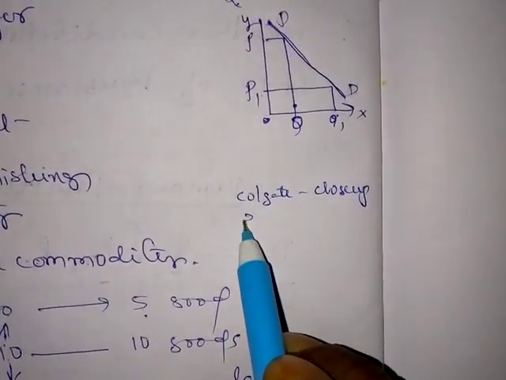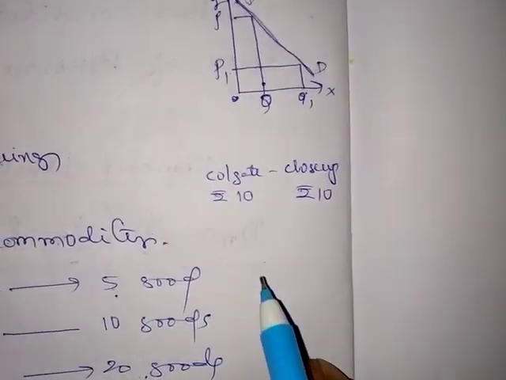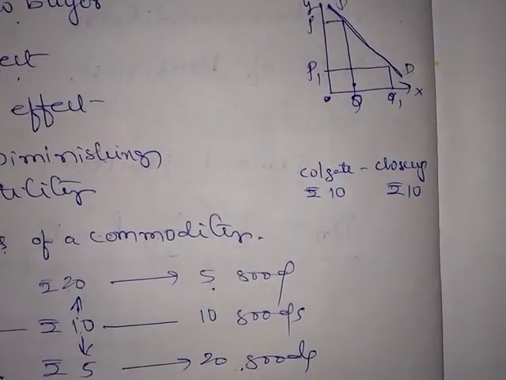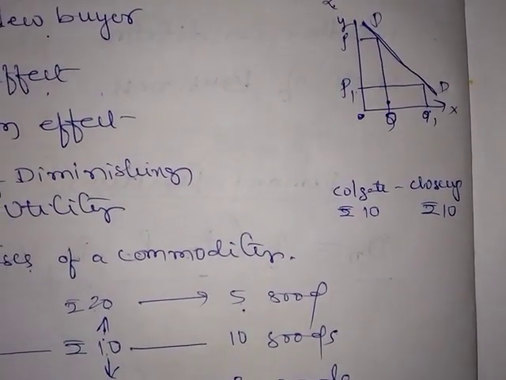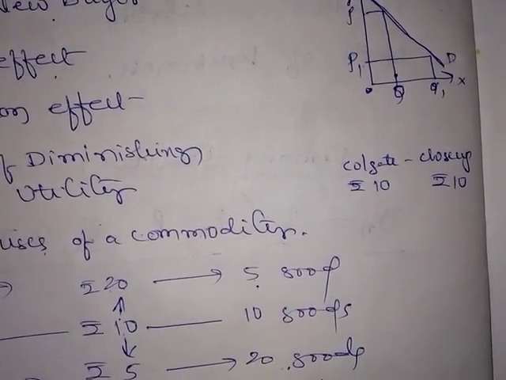Here it is assumed that price of Colgate is ₹10, price of Close-Up is also ₹10. But here, in the case of substitutes, consumer will always prefer the commodity which is relatively available at a cheaper rate, right?